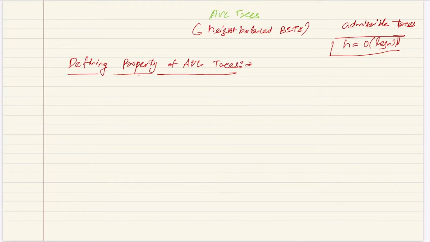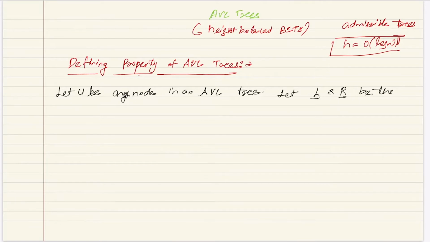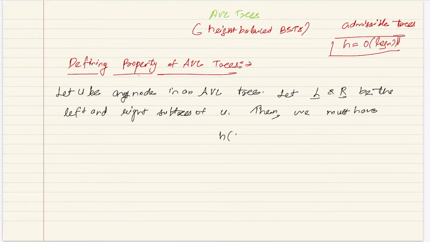The defining property is for any particular node in the tree. So let's say, let U be any node in an AVL tree, and let L and R be the left and right subtrees of U. Then, for the defining property, we must have the height of R minus height of L, in absolute value, less than or equal to 1.